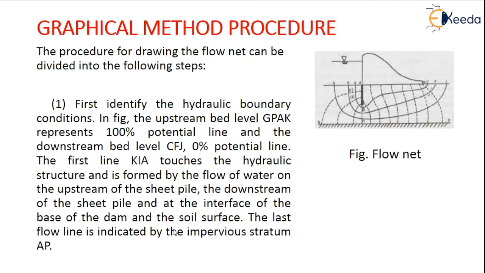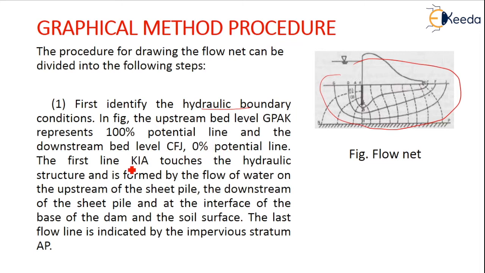We have a procedure for drawing the flow net. It is divided into the following steps. First, we have to identify the hydraulic boundary conditions. The upstream bed level GPAK, which is shown in the figure, is the 100% potential line, and the downstream bed level, that is CFJ, is the 0% potential line.